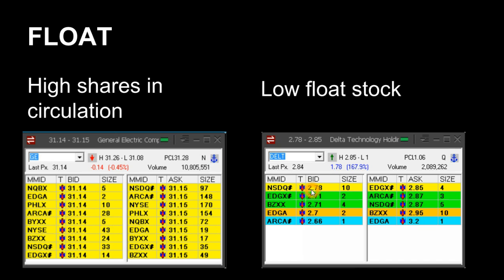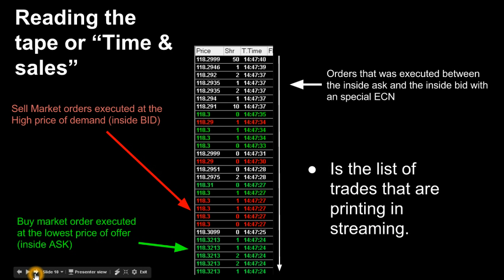So you need to understand that a low float stock is risky, a lot of risk, and a high float stock is not risky, but on the other side, it has really slow price action. I mean, you need a lot of orders to move all of this. Okay, so you understand the level 2, and let's go to the tape, the time and sales.